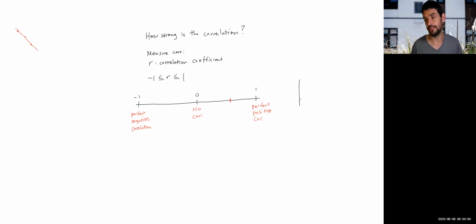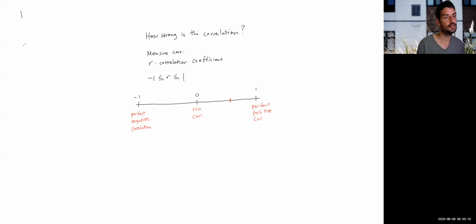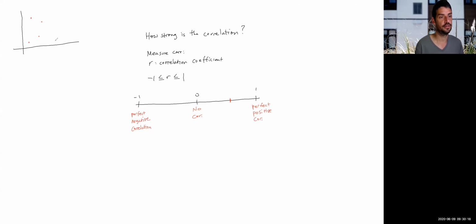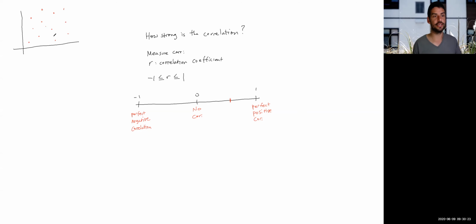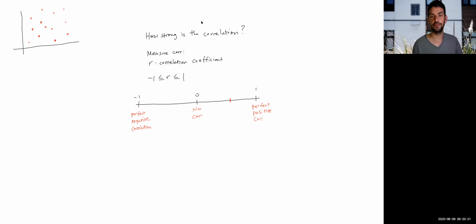If I had data that looked like this, I'm not seeing a line there. The data is all over the place. This would be an R value close to 0.